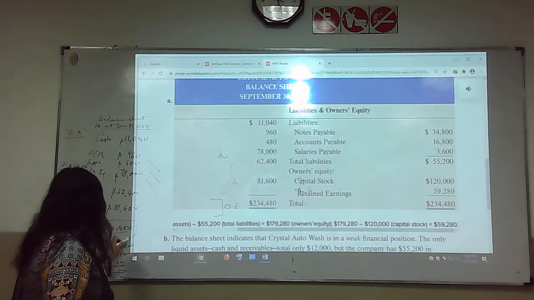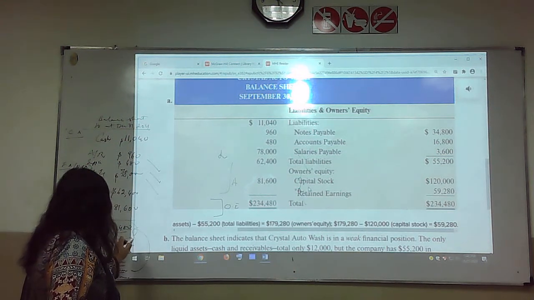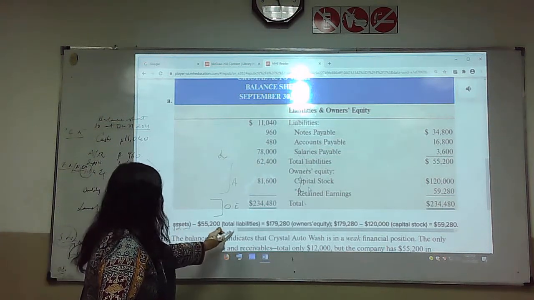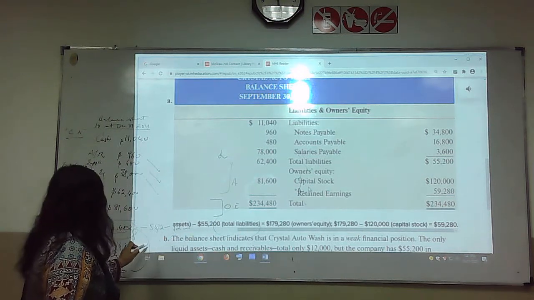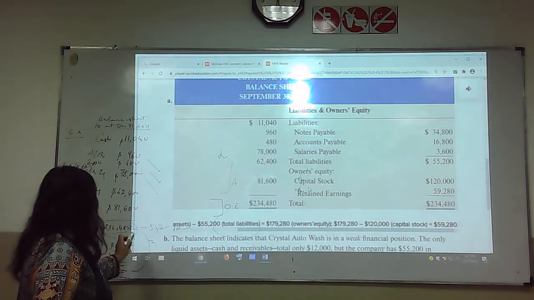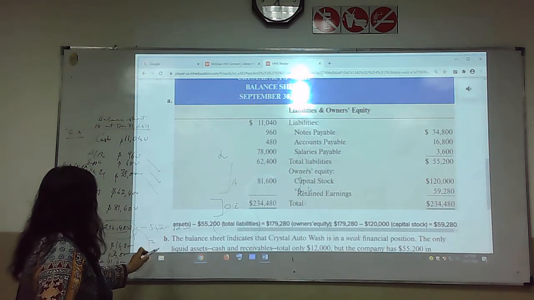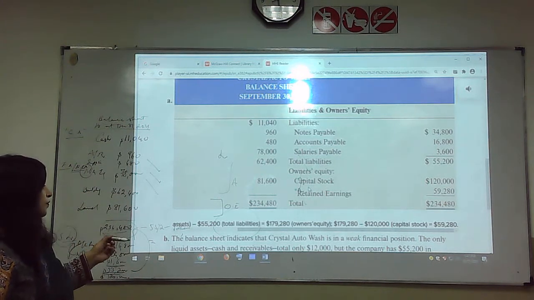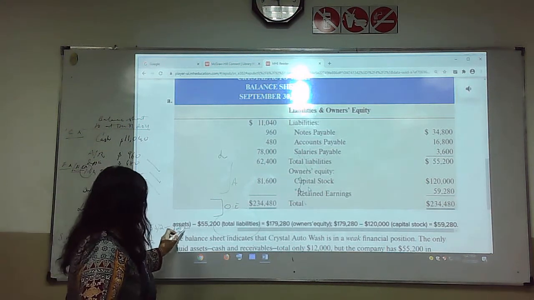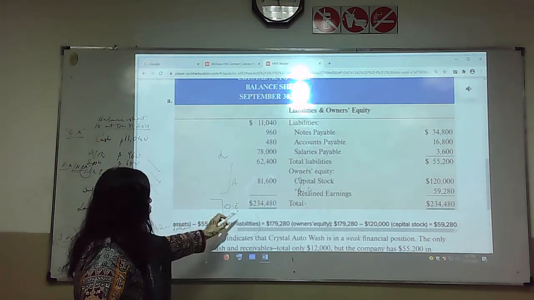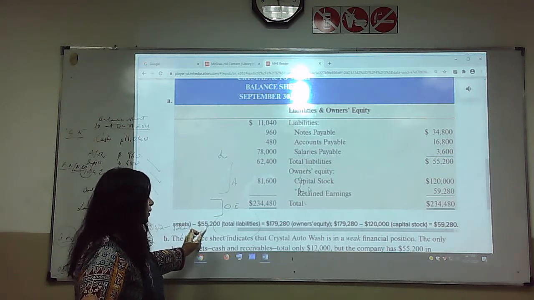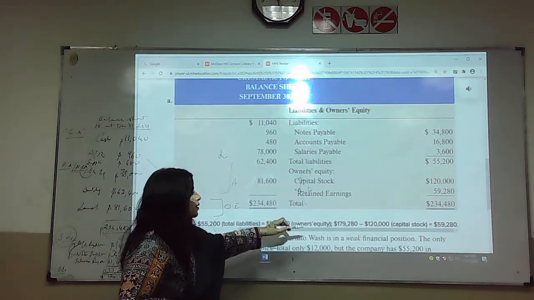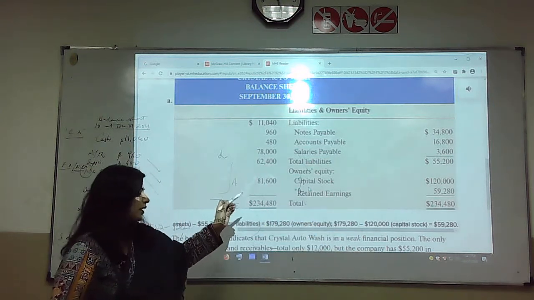From this 234,480, you can subtract minus 55,200, and then minus 120,000, just the way they have actually shown in here. The remaining balance would be around 59,280. So this is the assets total side, which is 234,480 minus 55,200 total liabilities, and you get the remaining balance 179,280. Then you subtract the capital stock and you get 59,280, and that's the retained earnings balance.